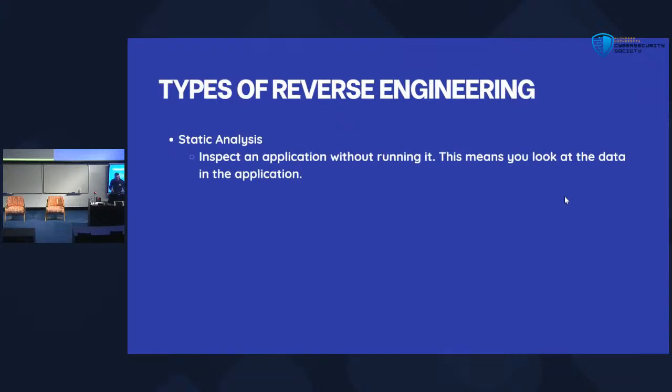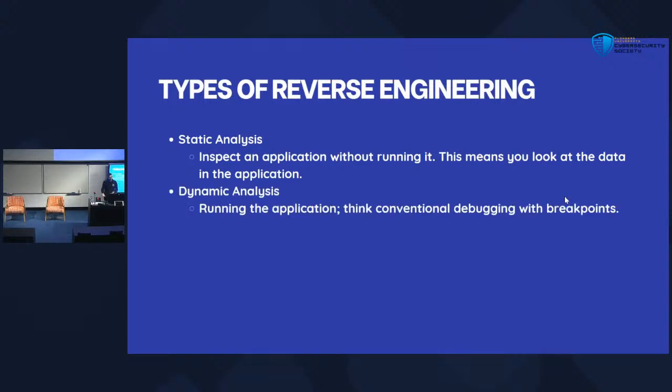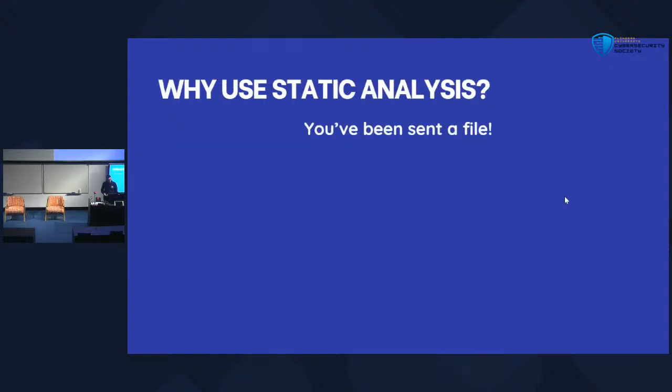There are two main types of reverse engineering. There's static analysis, which will be the focus of tonight, where we inspect an application without running it. This means that we look at the data, but we don't actually run it. We don't know what the application will do. Then there's dynamic analysis, where we run the application. You can think of this like conventional debugging. You have breakpoints, you can stop the code, start it, inspect the memory, and alter the memory. Now, why would we use static analysis?